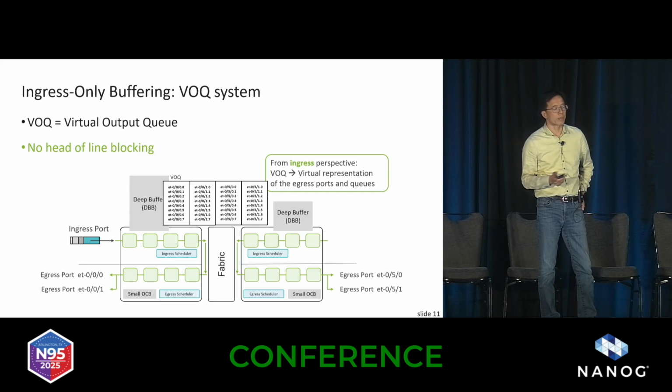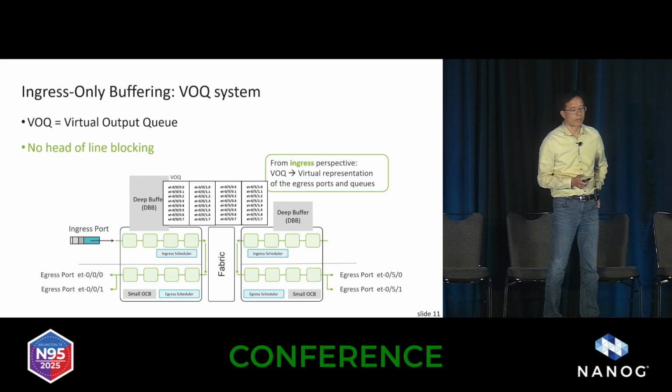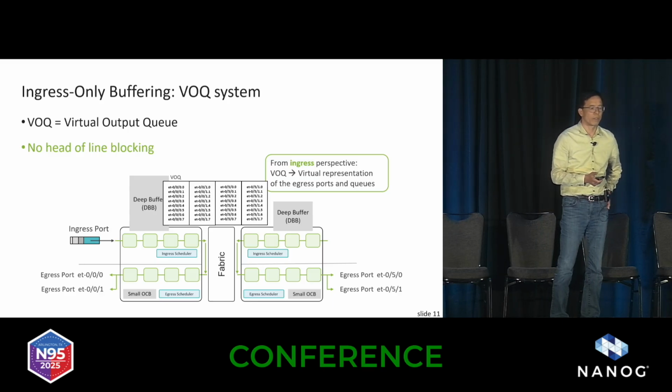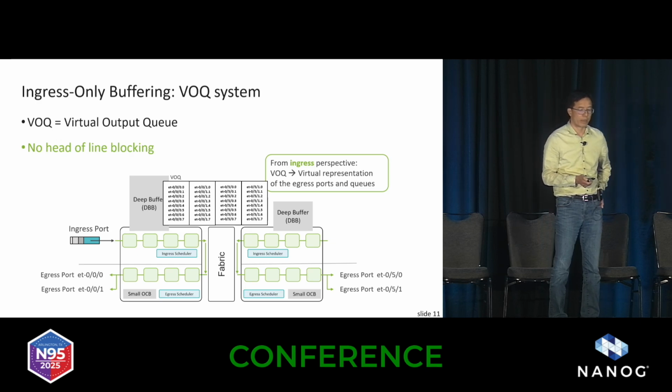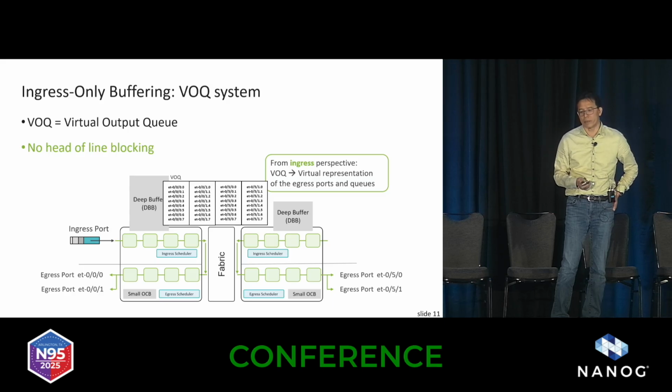So another architecture is the ingress-only buffering VOQ system. VOQ here is the virtual output queue. The main advantage of the VOQ system is no head-of-line blocking. So I have a diagram here.